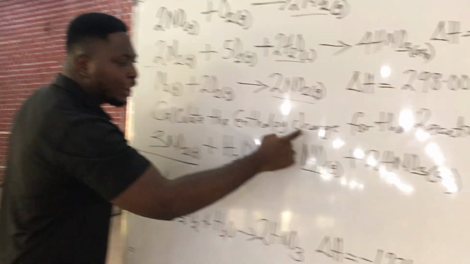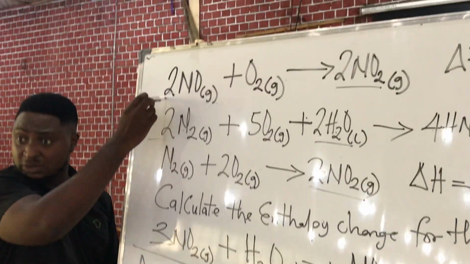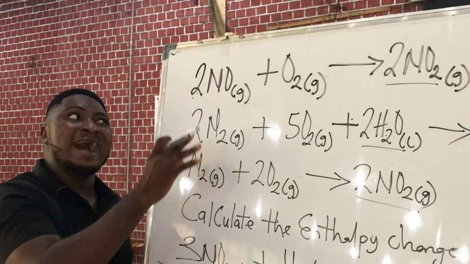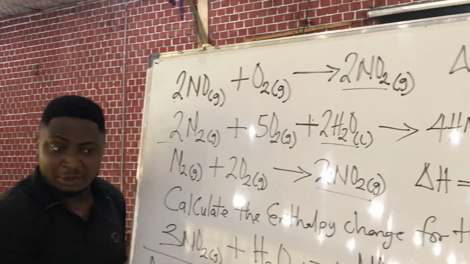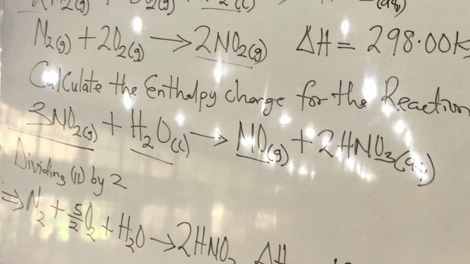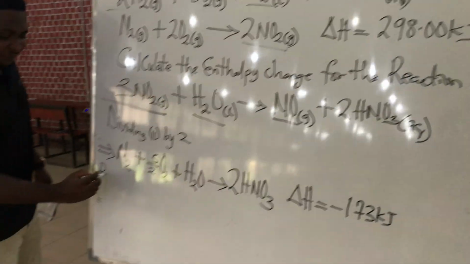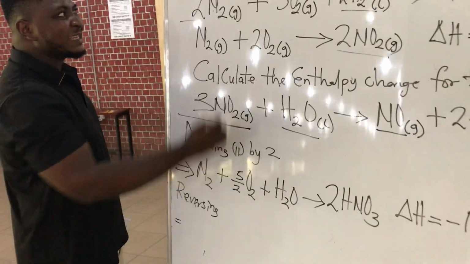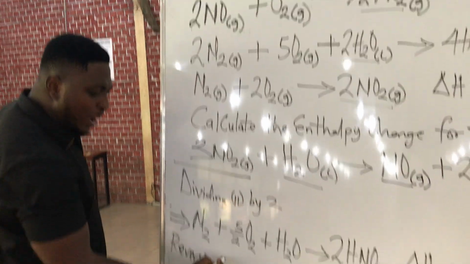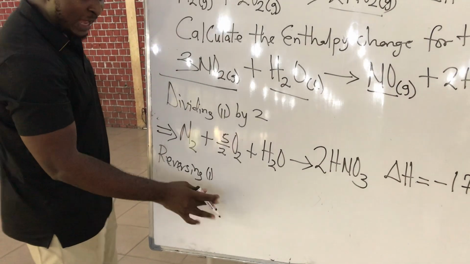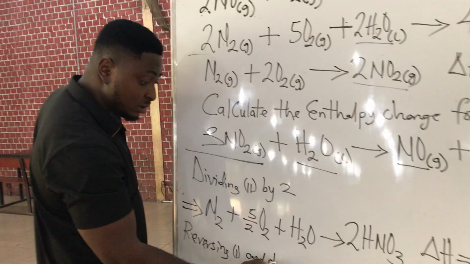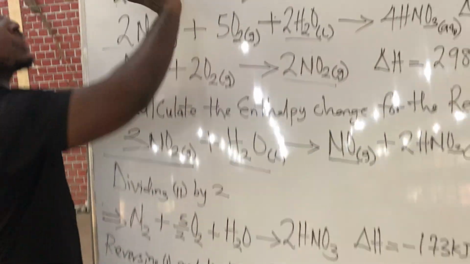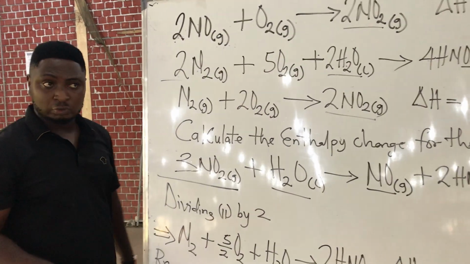Because my NO here is occurring once, but the NO here is occurring twice. So I must divide it by 2 so it can be occurring once. And not just divide by 2, switch it to the right, because my NO here is on the left. So we'll say reversing. Where's NO? Equation 1, right? Reversing 1 and dividing by what? 2. We'll reverse equation 1 and divide by 2.